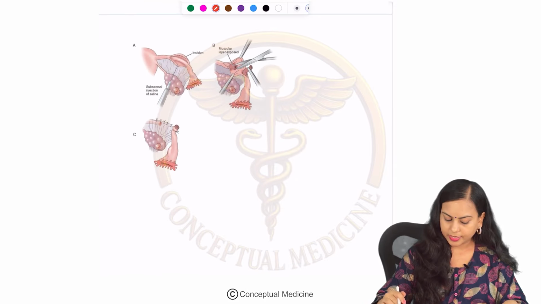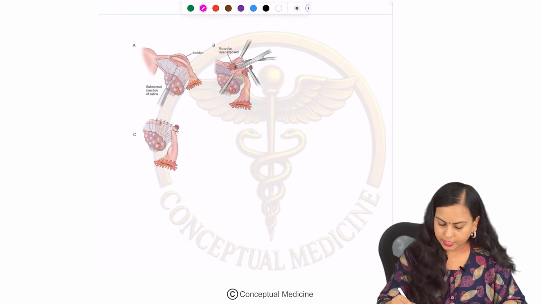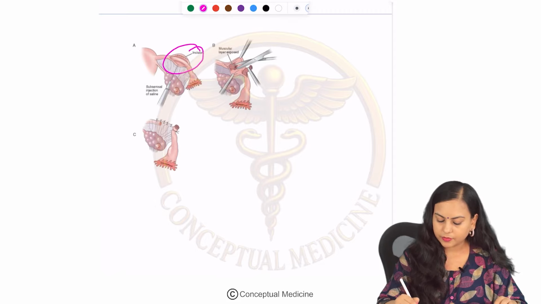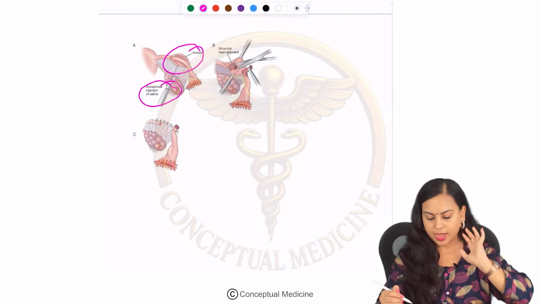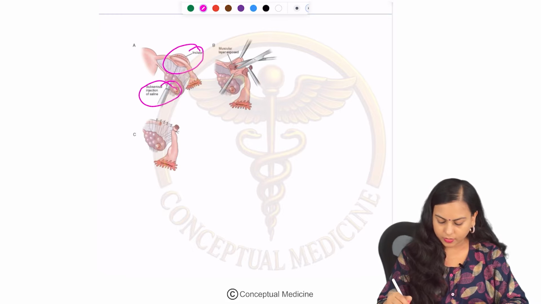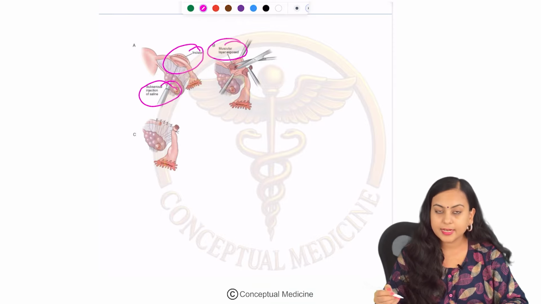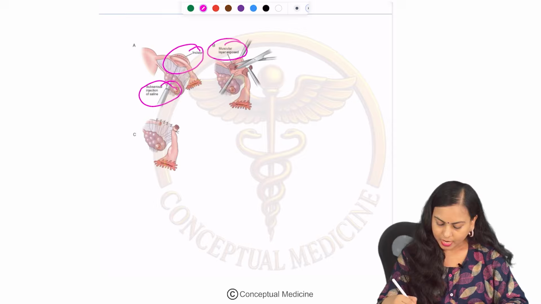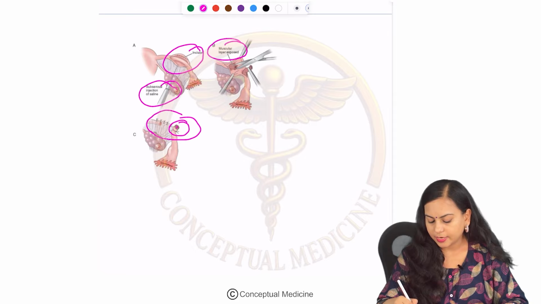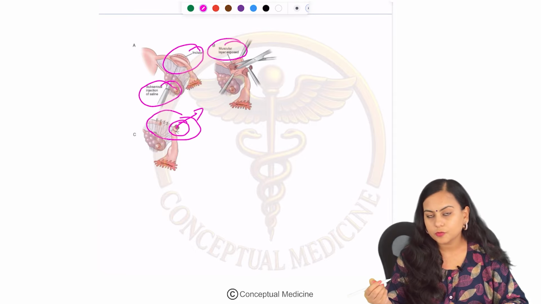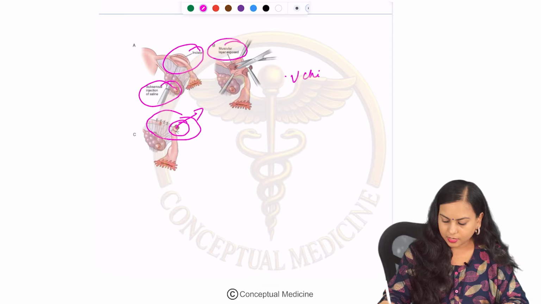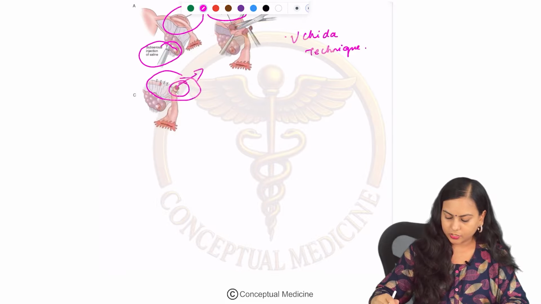Coming to the next one. Here you can see the mesosalpinx is infiltrated with saline or epinephrine, and an incision is made. They separate the muscle layer of the fallopian tube, and then the tube is cut. Here the medial end is buried into the mesosalpinx, and the lateral end is kept outside the mesosalpinx. So this procedure is the Uchida technique of sterilization.